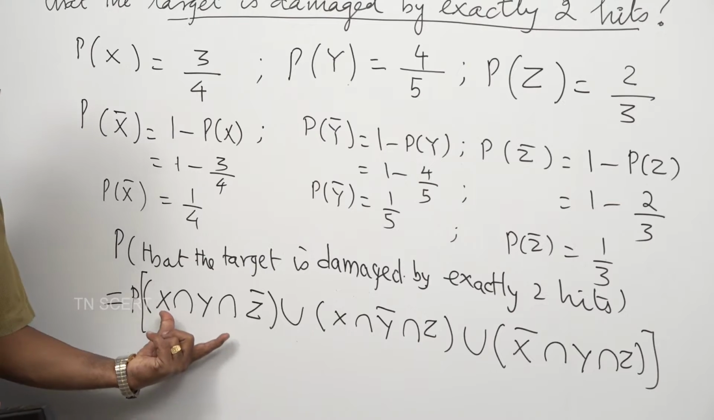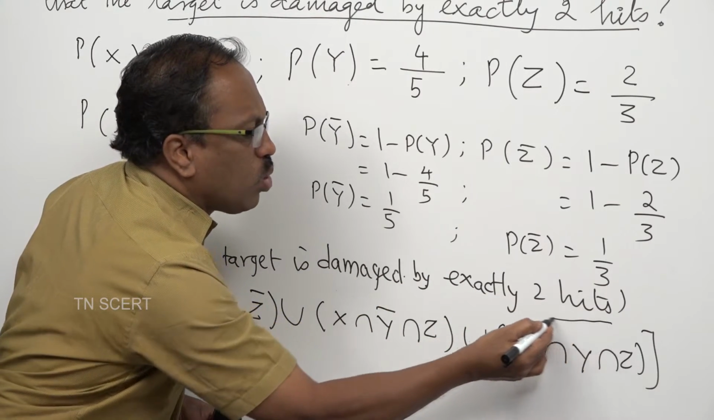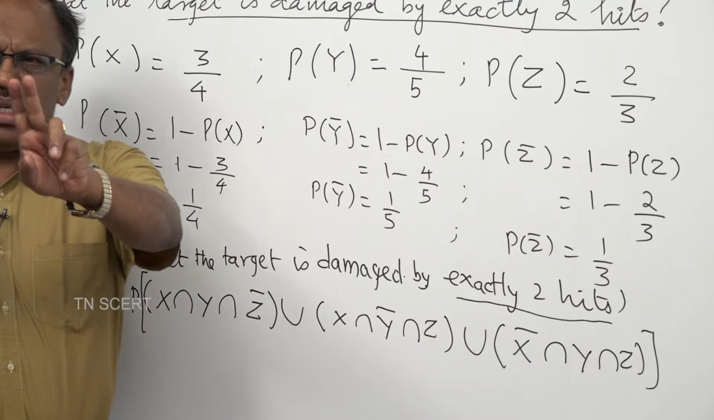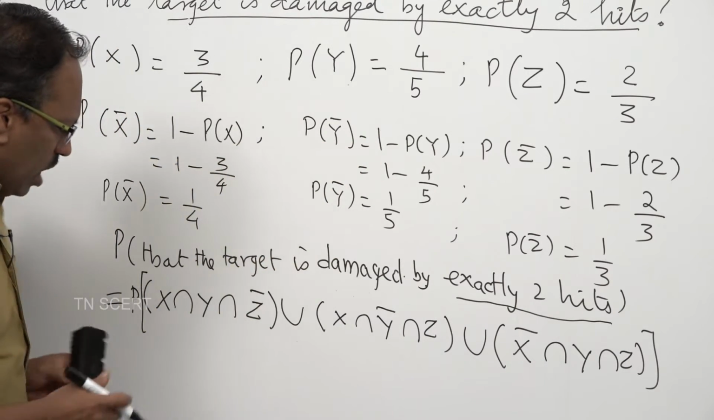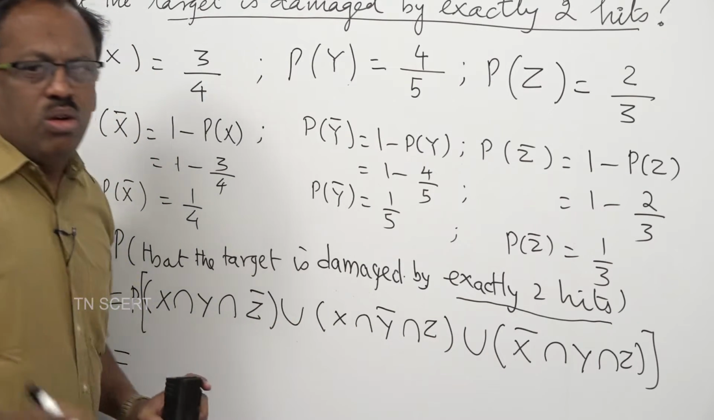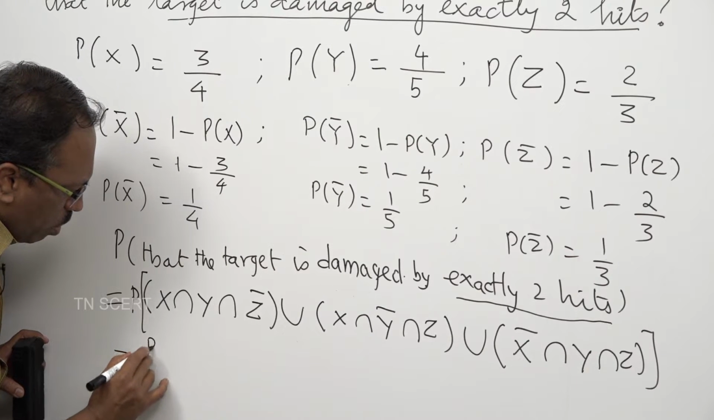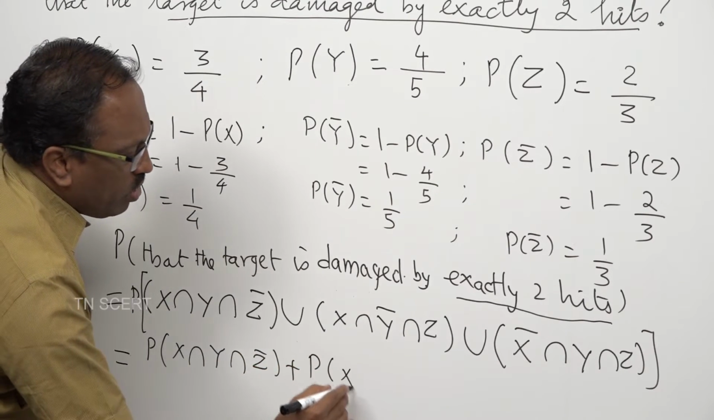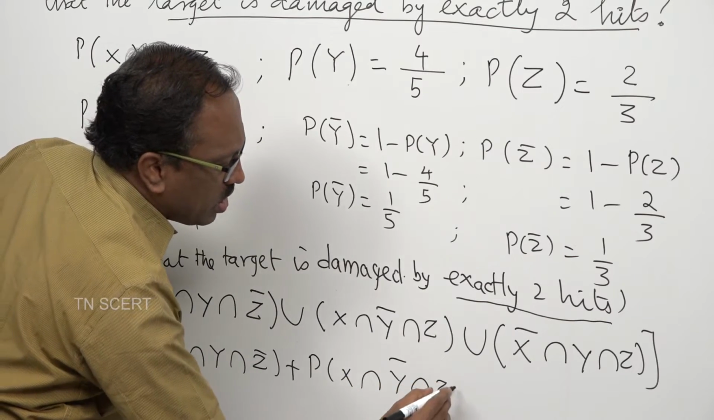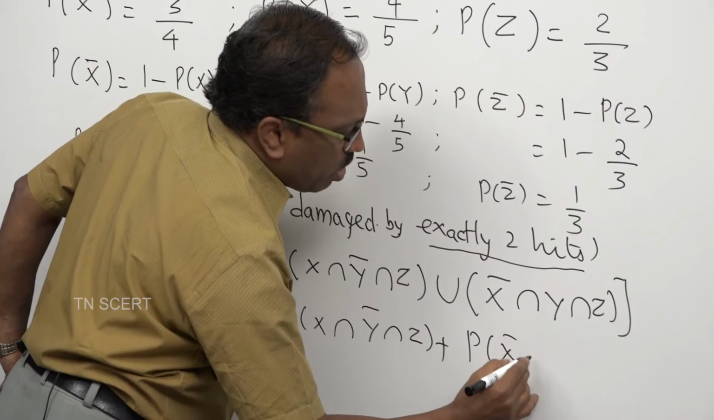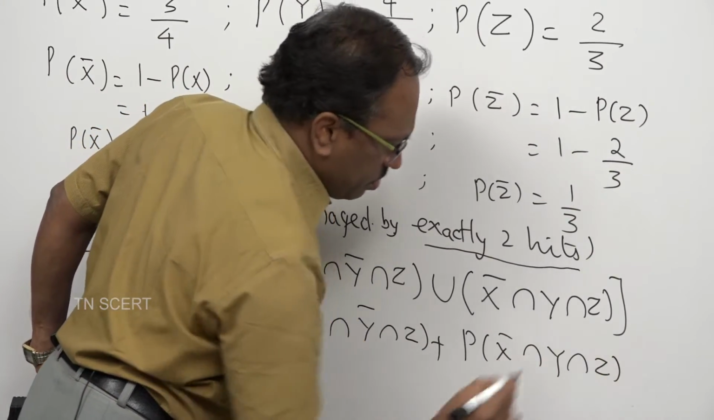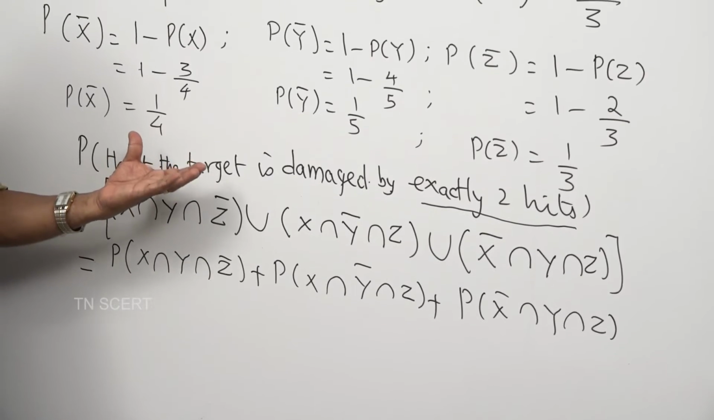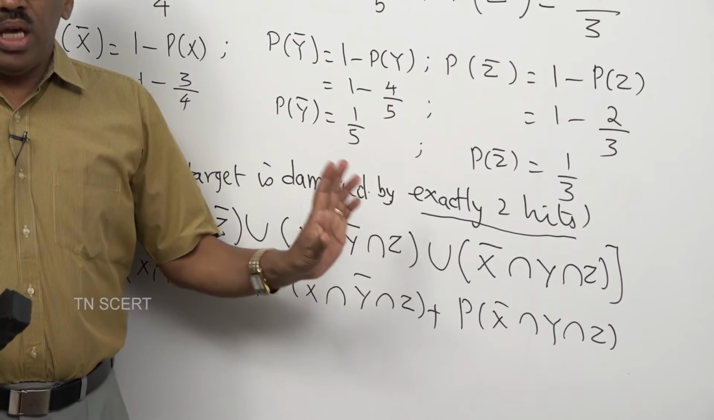So each part is the target damaged by exactly 2 hits. Here first and second, here first and third, here second and third, like that 2 persons are hitting the target, and the other one is nullified. Since the union is given, we can add up: probability of X intersection Y intersection Z bar plus probability of X intersection Y bar intersection Z plus probability of X bar intersection Y intersection Z. This is the way we got the result. This is the question, and analytically we can work it out.